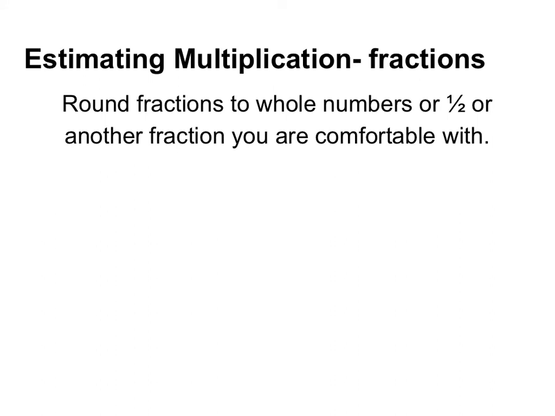Estimating multiplication with fractions. What we're going to do here is round our fractions to whole numbers. If you have a mixed number, or a number that's very close to a whole, so it's very close to 1, round that to 1, round your mixed numbers to wholes, or we're looking for half. Or another fraction if you're comfortable with it. If you're comfortable with thirds, or fourths, or they make a lot of sense in the specific question that you have, feel free to round more accurately. But in general, we're looking for whole numbers and halves.